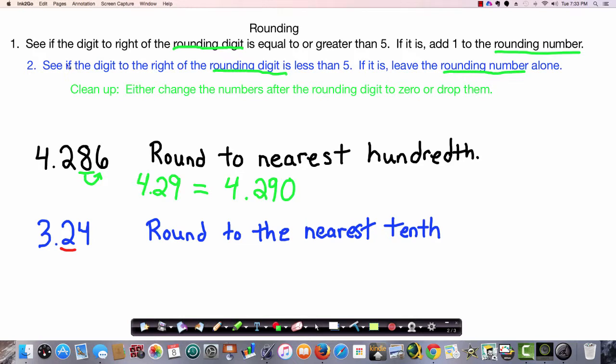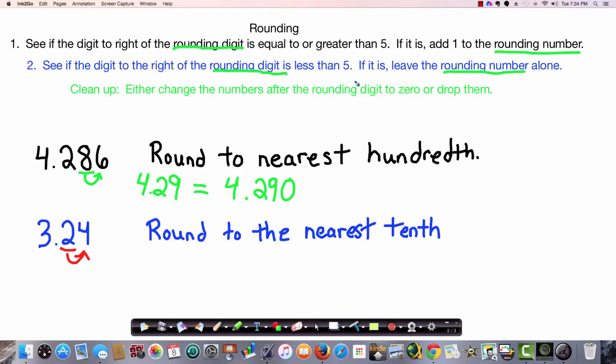So let's go back up here. See if the digit to the right of the rounding digit is equal to or greater than 5. Okay, let's draw an arrow over here and see what we find. And we find that it's a 4. So it's not greater than 5. So I'm going to go to number 2. See if the digit to the right of the rounding digit is less than 5. So I look here and I see this 4, and I know 4 is less than 5.